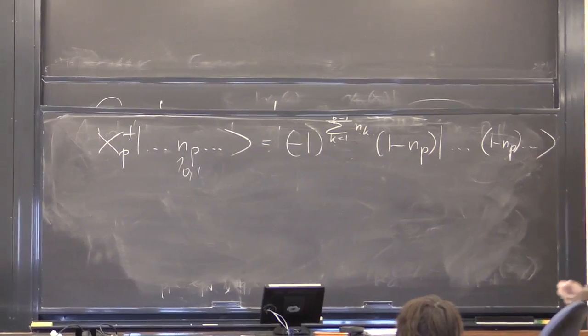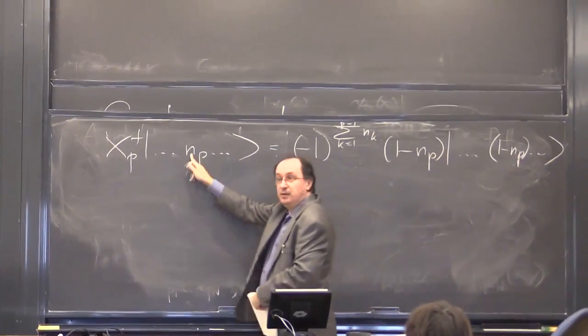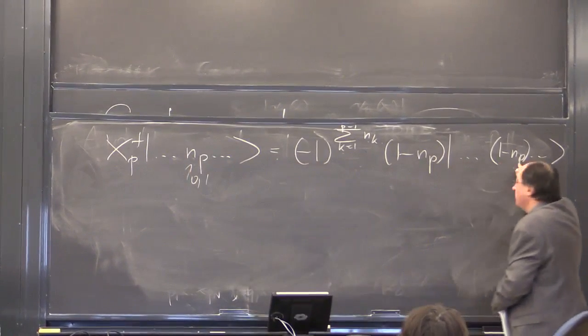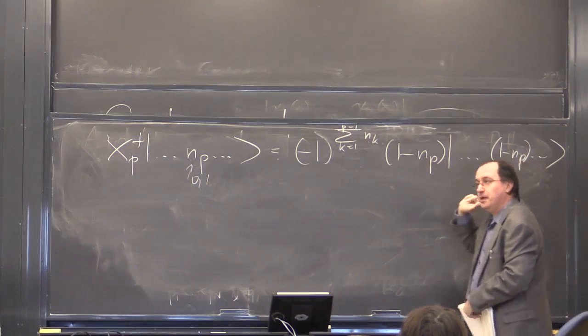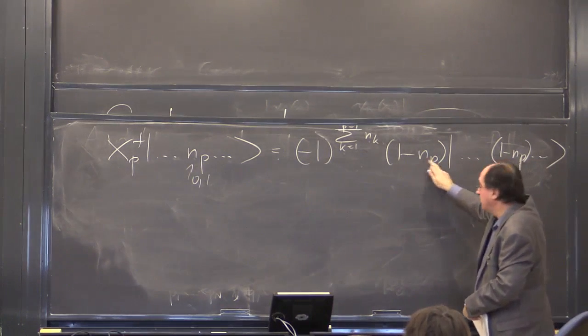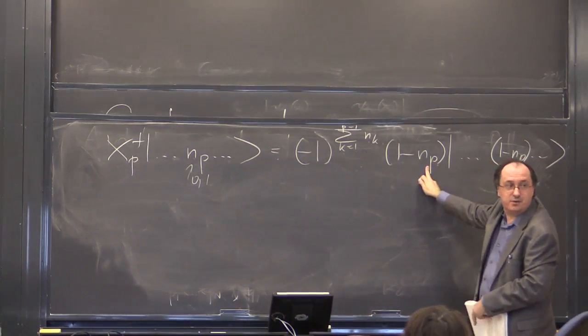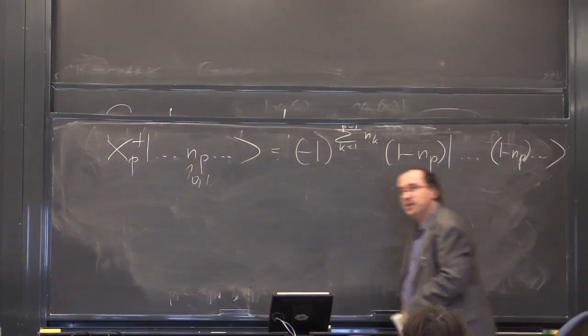We're fine. If np is 1, well, 1 minus 1 is 0, but what really eliminates the right-hand side is 1 minus 1 here. That's going to give you 0. Okay? So this definition is yet another one.